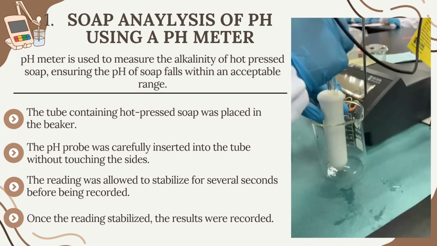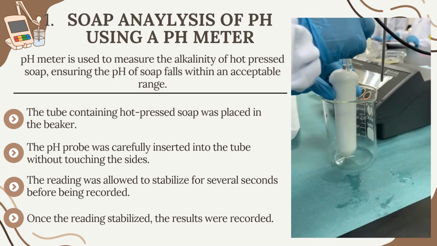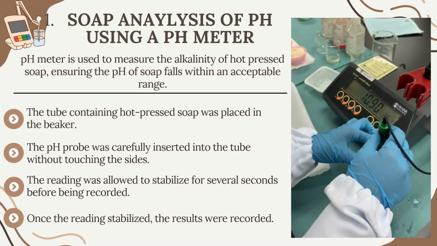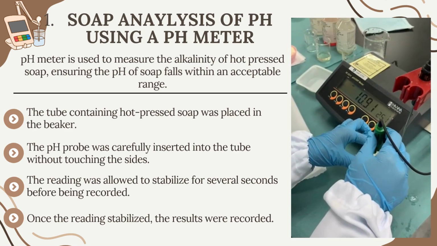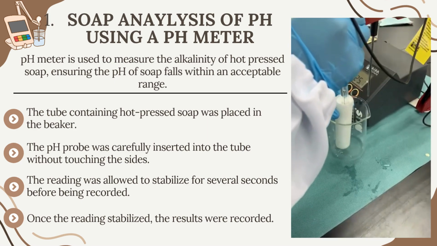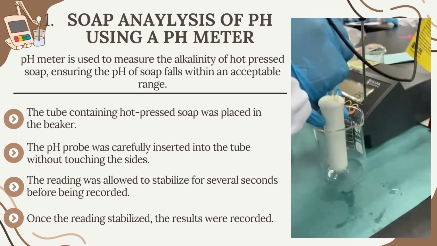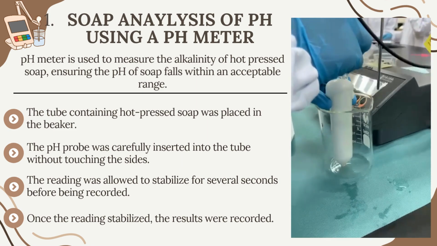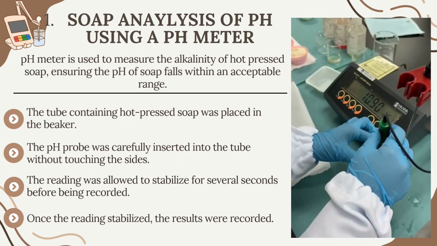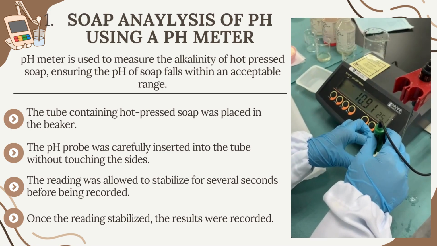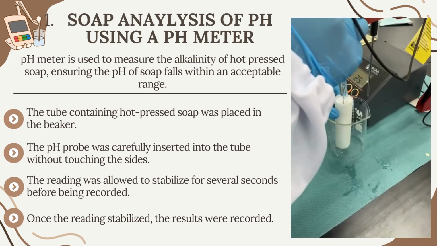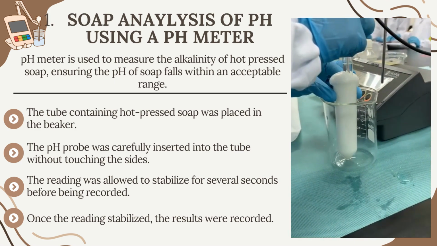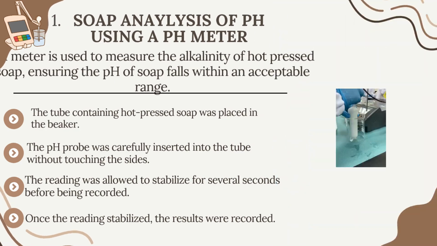Firstly, the tube containing hot press soap was placed in the beaker. Second, the pH probe was carefully inserted into the tube without touching the sides. This is to prevent contamination and interference with the measurement. Third, the reading was allowed to stabilize for several seconds before being recorded. This is to ensure result accuracy because the sensor of the probe takes a few seconds to adjust to the sample's condition. Lastly, once the reading stabilized, the result was recorded. Hence, the reading of the result is 10.91.